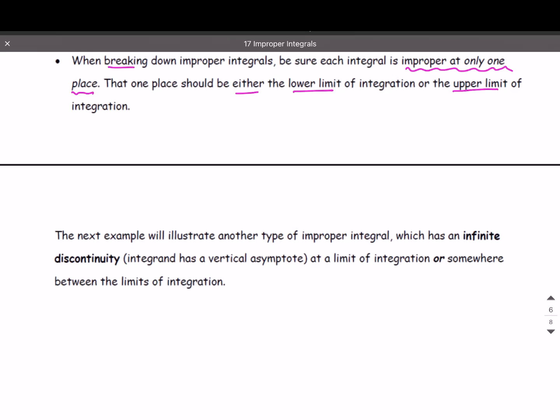Okay. Now, the next example we have is going to illustrate another type of improper integral. So far, we've done it where we've had infinity at the limit. We also said it could be improper when the function has an infinite discontinuity, or there's a vertical asymptote either at one of the limits of integration or somewhere between the limits of integration. Let's see what happens now.